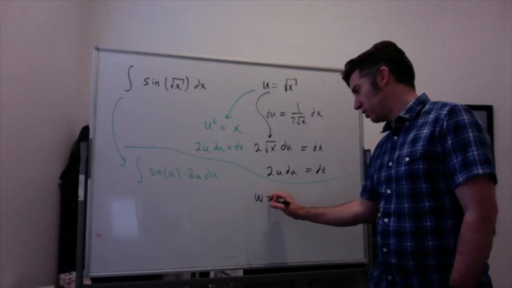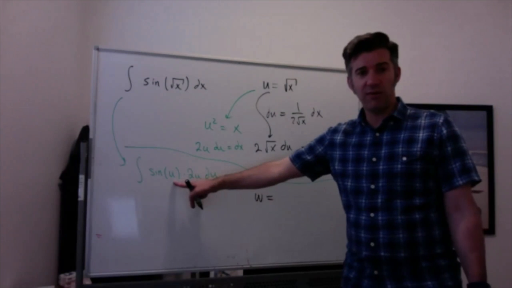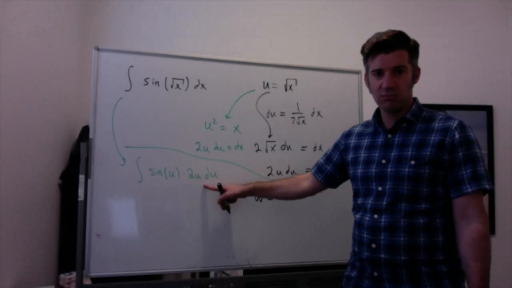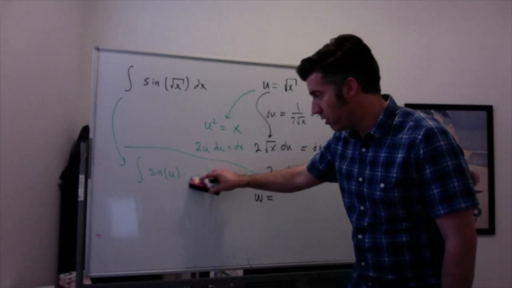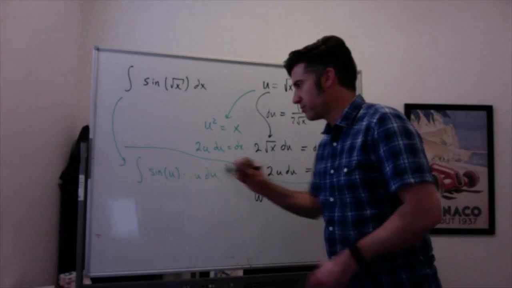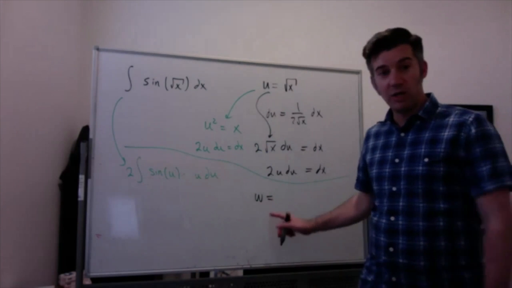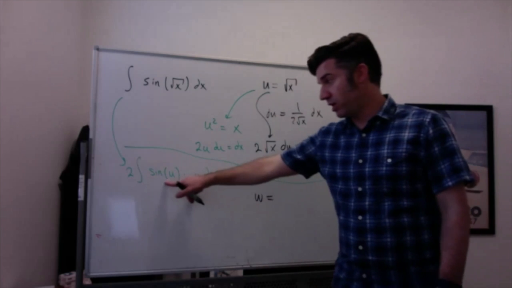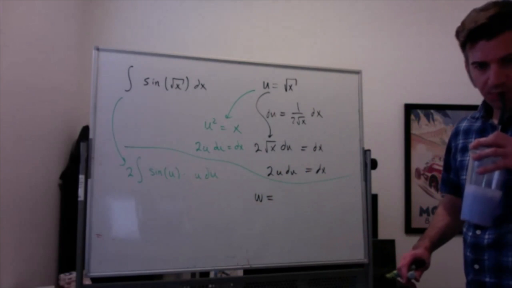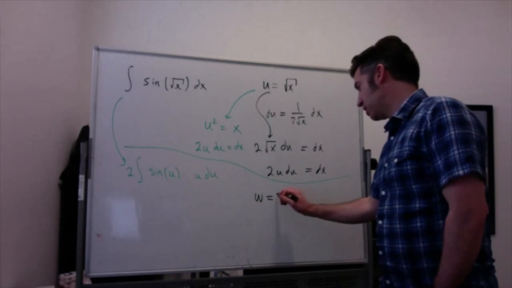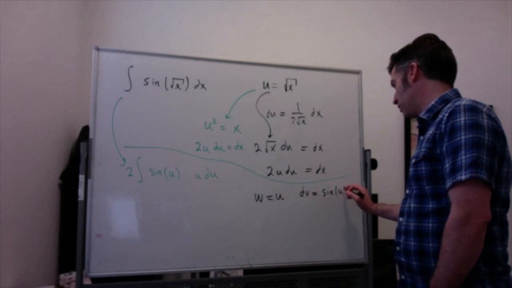So w should be what? Sine of u or 2u? Well, I suppose a normal person will probably factor out the 2. So, should my w be the trig thing or the algebra thing? Right, exactly. So w is u, and then dv is the rest, sine of u du.